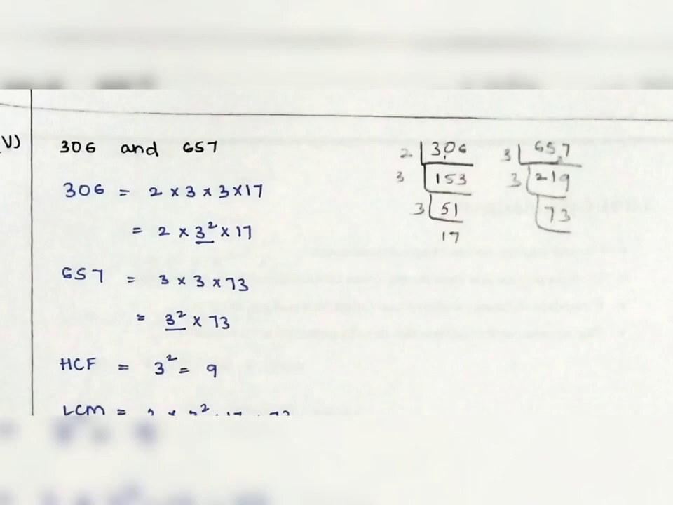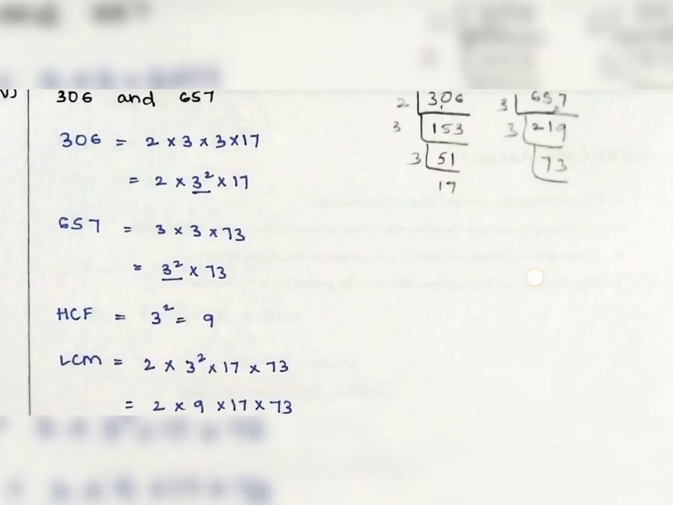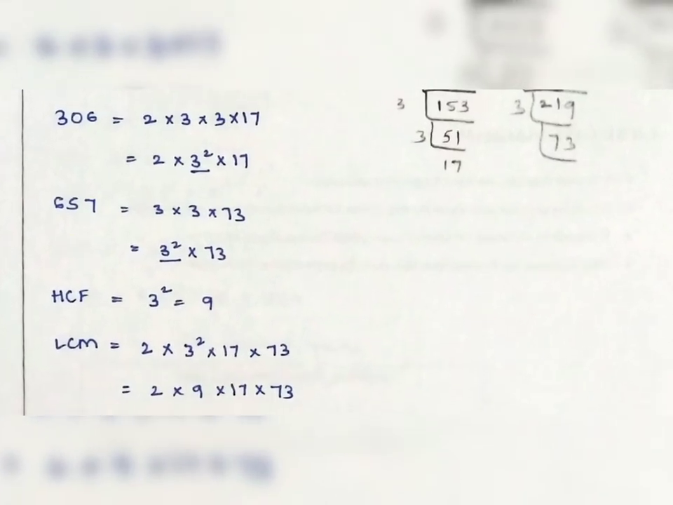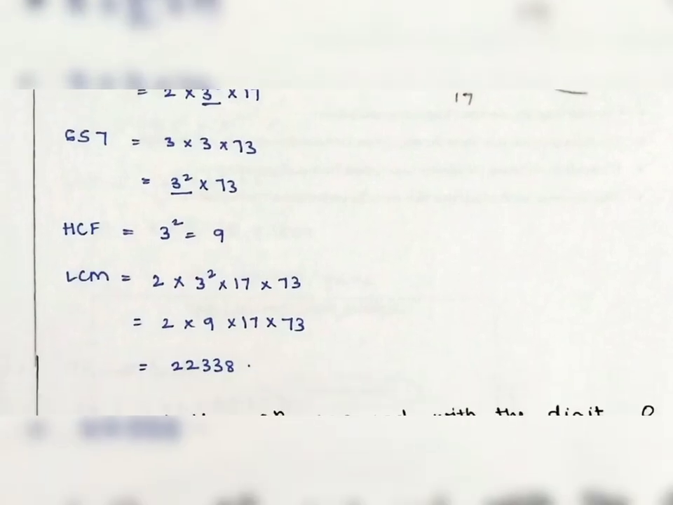And the next bit is 306 and 657. So 306 can be expressed as 2 into 3 into 3 into 17, that is 2 into 3 square into 17. And 657 can be expressed as 3 into 3 into 73, that is 3 square into 73. So here 3 square is common. So HCF will be 3 square, that is 9. And LCM will be 2 into 3 square, only one 3 square we are taking here, into 17 into 73. If we multiply all these things, we'll get 22338.